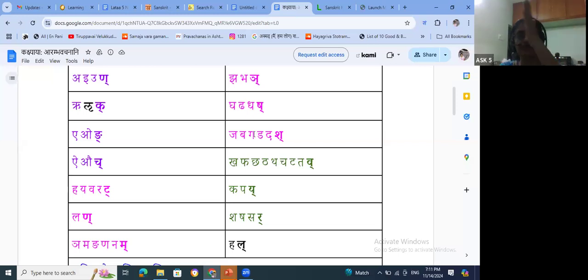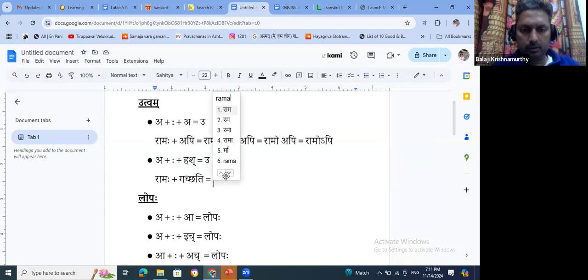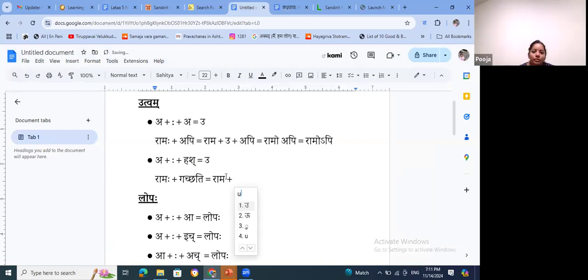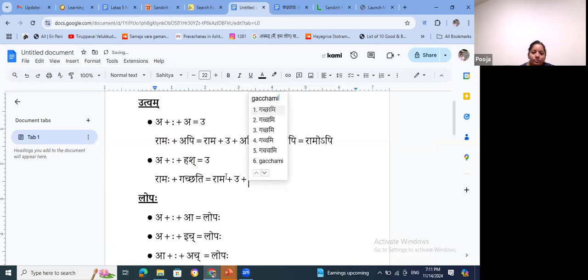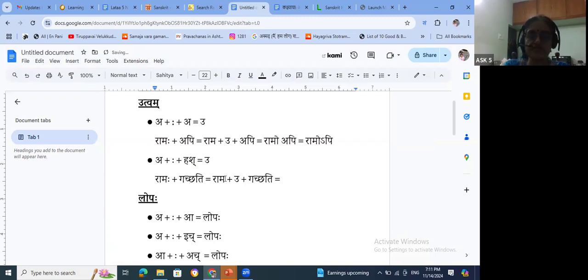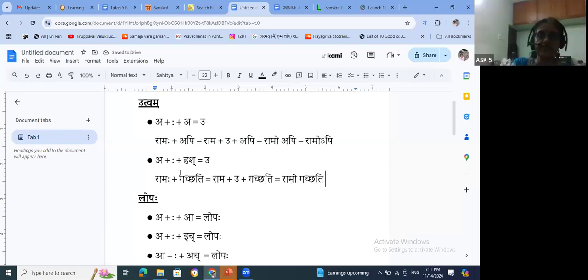When a visarga is followed by hush, the rule is that the visarga will become u. Then, because a and u are there, guna sandhi will happen, giving o, and it will become Ramo gachati. Okay. So we can have many more examples.